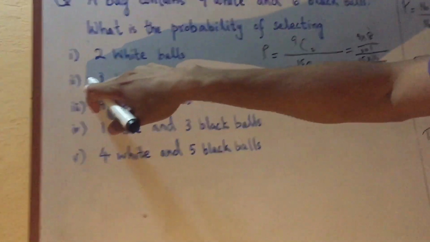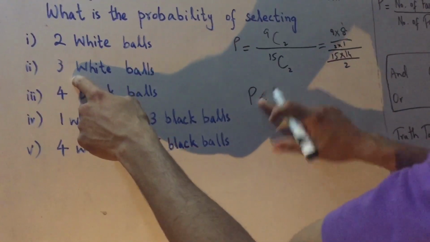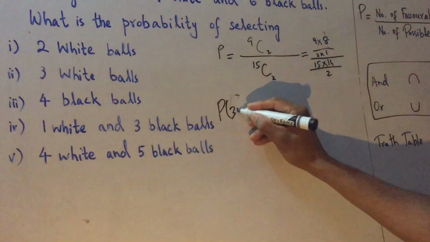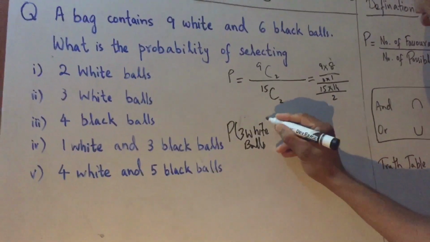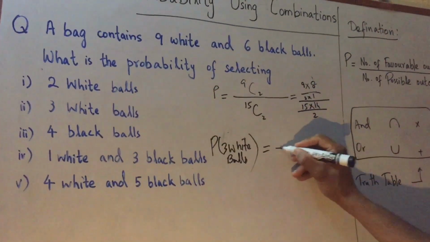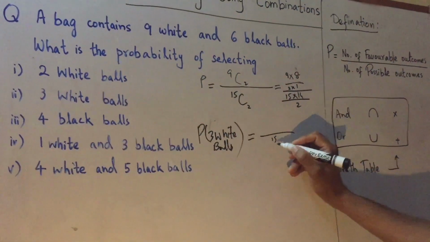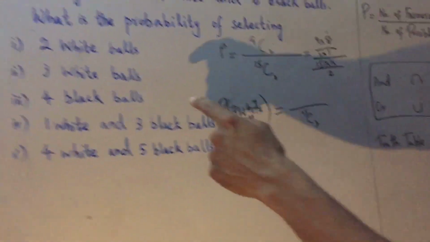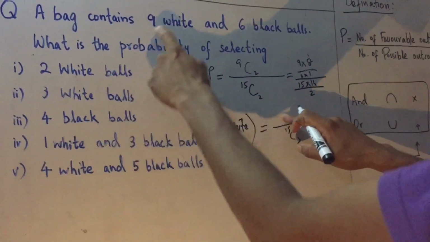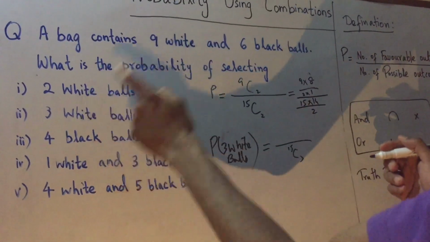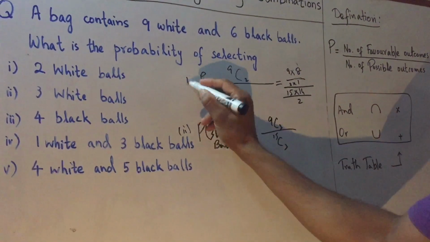Now I'm talking about the second question. How to calculate the probability for 3 white balls? Again, the number of possible outcomes: we have a total of 15 balls and we want to select 3 white balls, so 15C3. The favorable outcomes are 3 white balls chosen from the 9 white balls, 9C3. This is the second part, and that was the first part.